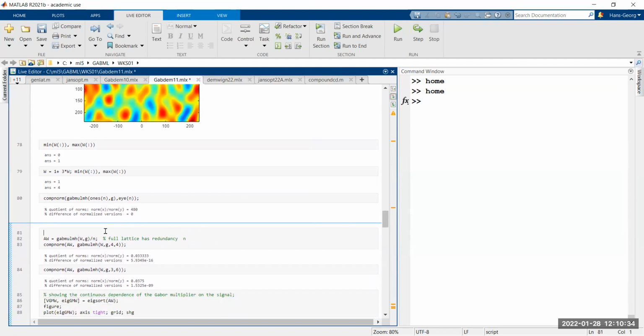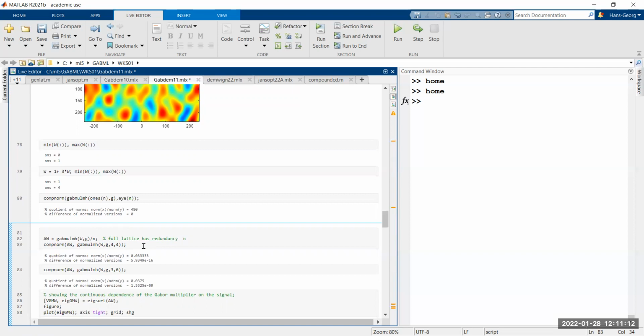Now, the AW is written, the symbol is chosen to be the so-called Anti-Wick operator. So in the continuous situation, you would say there's a distribution, a generalized function on phase space. And while you're multiplying a smooth, continuous short-time Fourier transform, which is square integrable for a square integrable function, afterwards you get something which you can still put back to the signal space. And that's what you do here. So you're doing the full thing, and in order to have the right normalization, I divide by the redundancy of the full lattice, which is n.